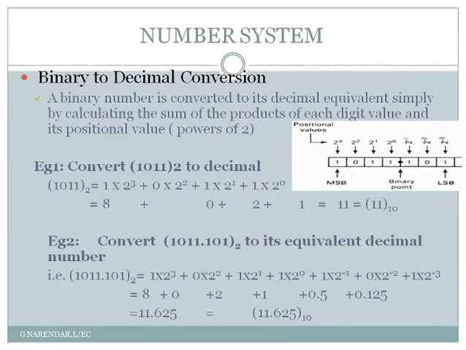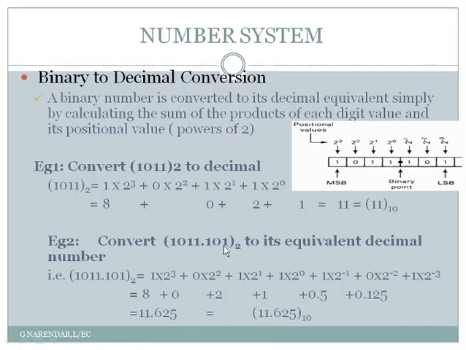So next we'll take up an example where we'll take one more binary number, but this time this binary number has the fractional part also. Let's see how this binary to decimal conversion can be done. So it is very similar to the previous one, apart from a little change.